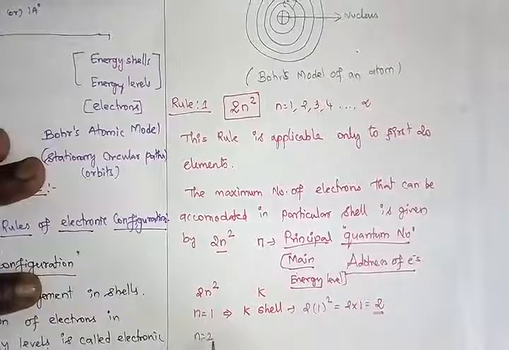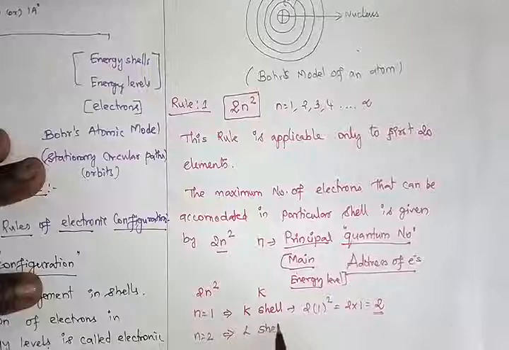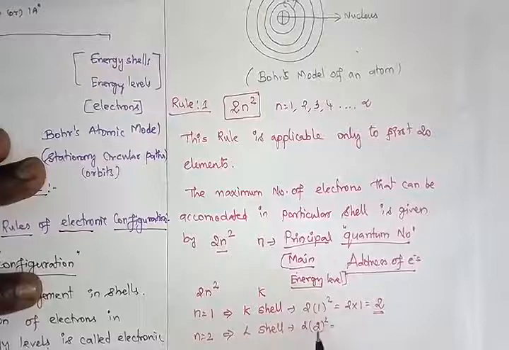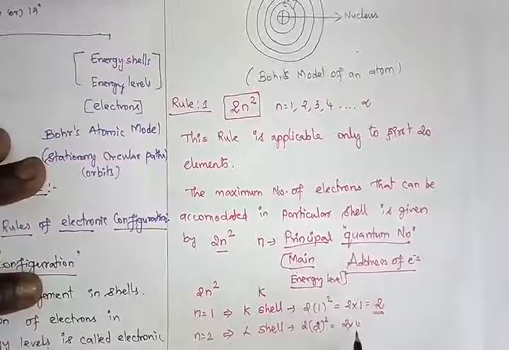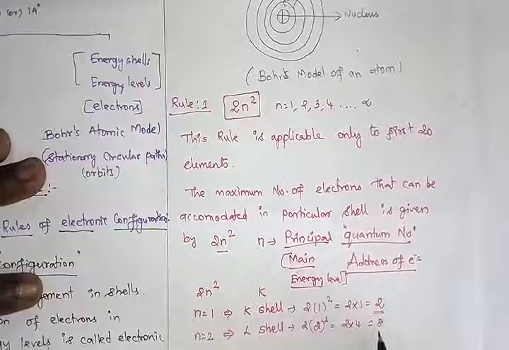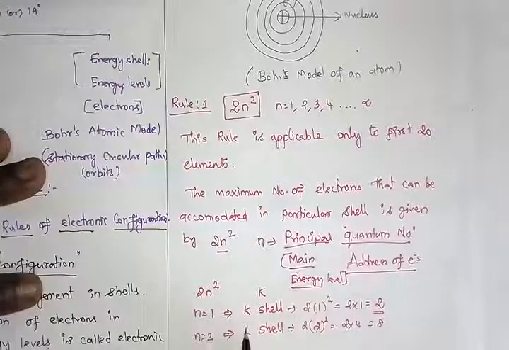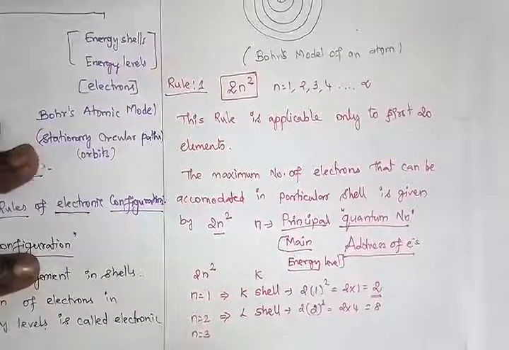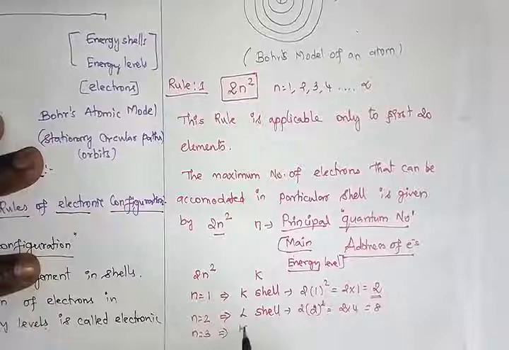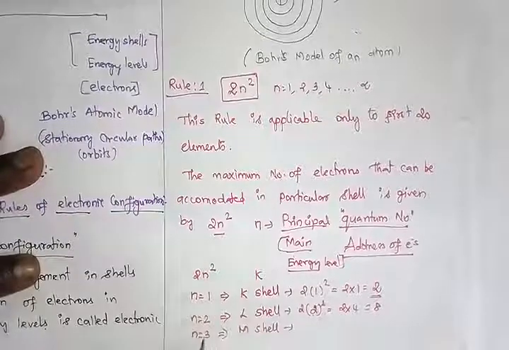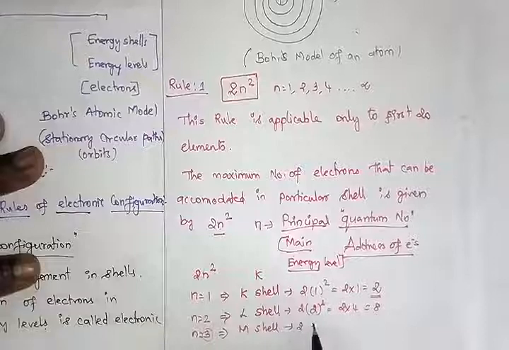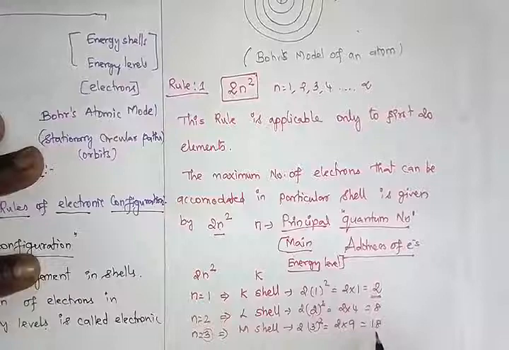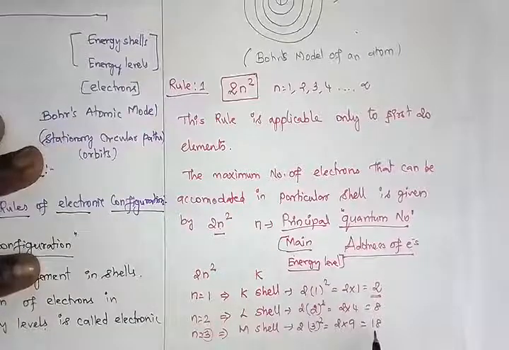Next, n is equal to 2, that is we call L shell, where the n value is 2. So 2 into 2 squared, 2 squared is equal to 4, so 4 into 2 is 8. So there are 8 electrons we can accommodate in the L shell. The next one is n is equal to 3, nothing but M shell. If you apply the n value in this formula, 2 into 3 squared is equal to 2 into 9, so the answer is 18. So in the M shell we can accommodate a maximum of 18 electrons.